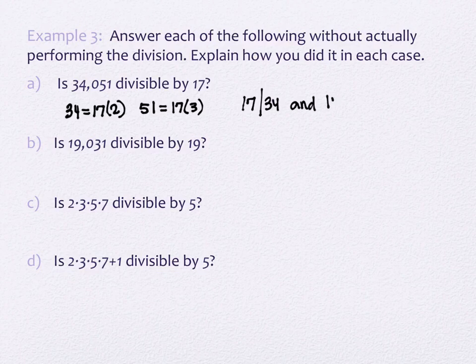And 17 will divide 51. So if we were to do this with long division, you would divide the 34 first by the 17, and you would have it come out perfectly with no remainder. And then you'd move on to the 51, and you'd do the same thing. The 51 would be nicely and evenly divisible by the 17 as well. So this one is a yes. It does work because each of the components work.